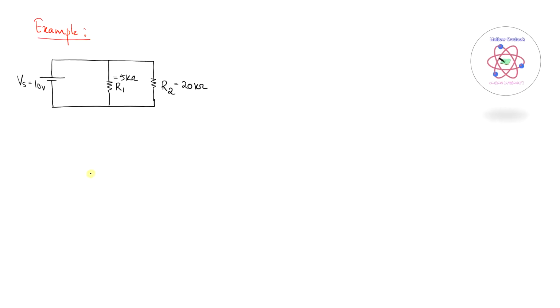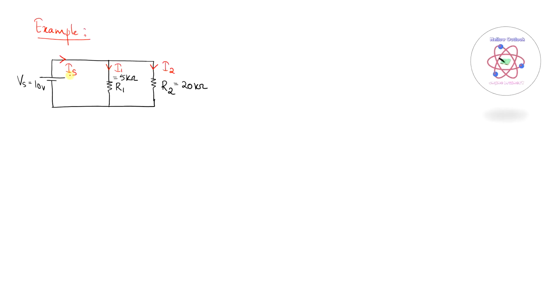Here is a circuit wherein I am considering the source voltage Vs to be 10 volts, the resistance R1 to be 5 kilo ohms, and resistance R2 to be 20 kilo ohms. This particular source voltage will supply the source current that will be equal to Is, and the current that flows across the branch R1, let me denote as I1, and that flows across the branch R2, let me denote as the current I2.